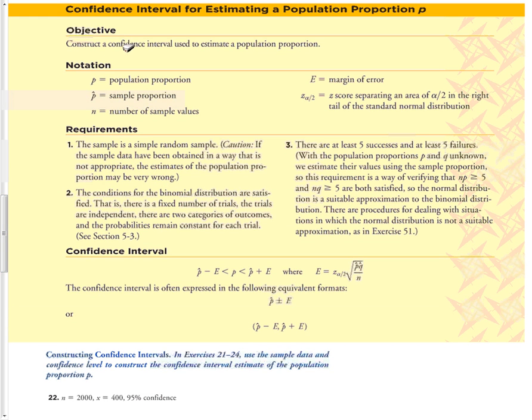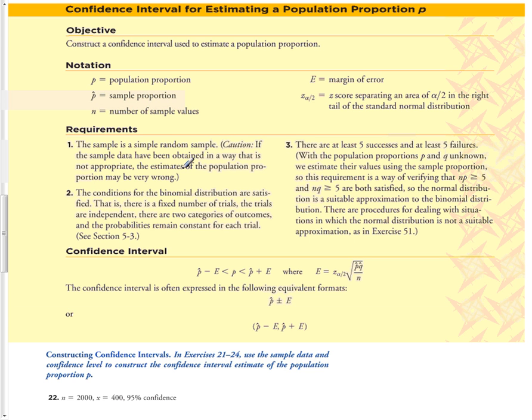The objective is to construct a confidence interval used to estimate a population proportion. Here's some of the notation. These are things that you're going to have to be able to recognize. P is the population proportion. P hat is the sample proportion. N is the number of sample values. E is the margin of error. We just calculated it. We just had formula 7.1. And z of alpha over 2 is the critical z value, which we just spent a long time trying to figure out how to calculate.